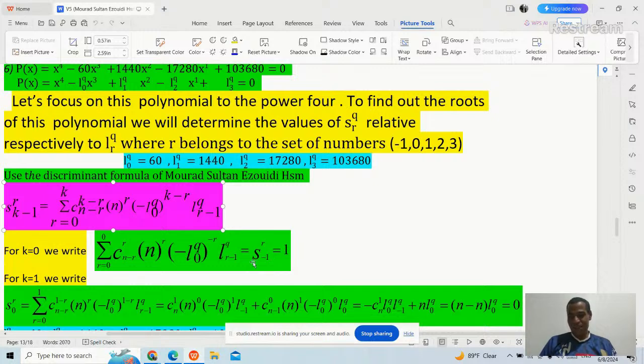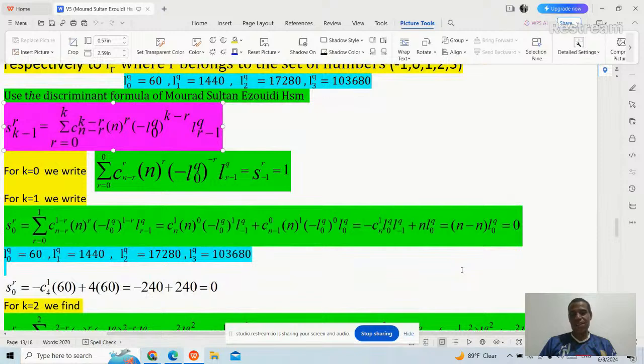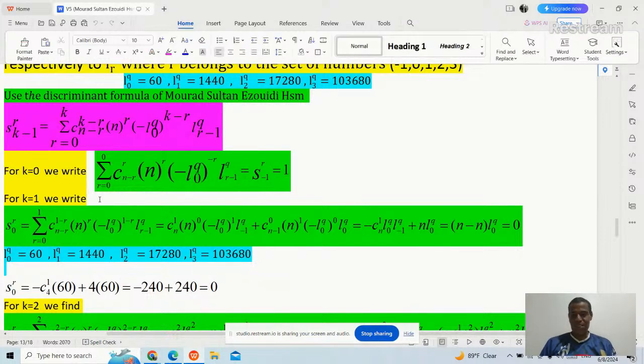So we told that I will put k equals 0 to find the value of S_-1, which is 1. Now, learners, I will continue the work. For k equals 1, we will try to find S_0 of r. Meaning, I will just use the discriminant formula of Mourad Sultan Ezouidi when k equals 1. I will write it here if it is possible.